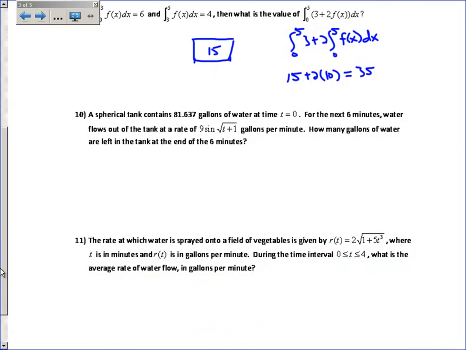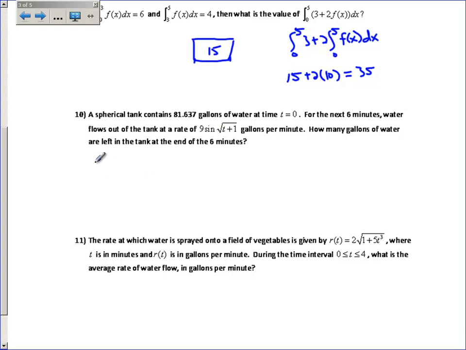My next question is asking about a tank, and in this tank I've already got some water, and for the next 6 minutes water flows out of the tank at a rate of blah blah blah gallons per minute. How many gallons of water are left in the tank at the end of the 6 minutes? So here I've got to find out how much water has gone out and subtract it from here, but I got to know what limits to put in on my calculator.